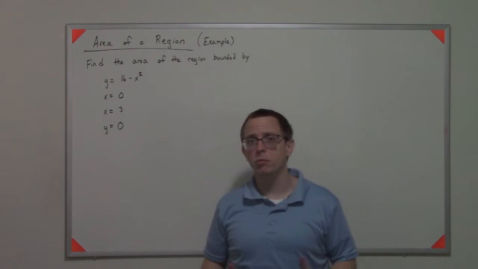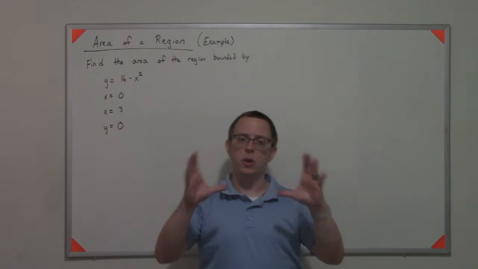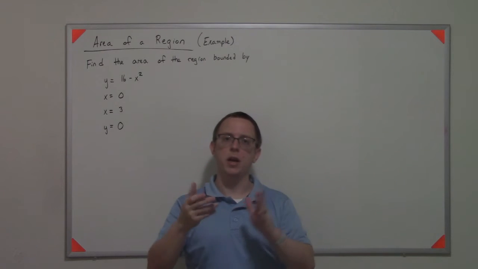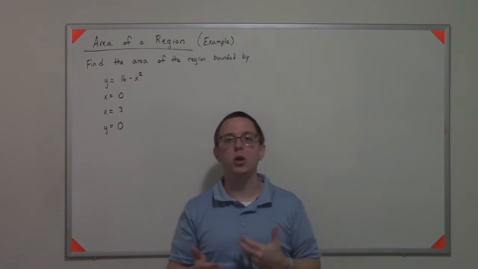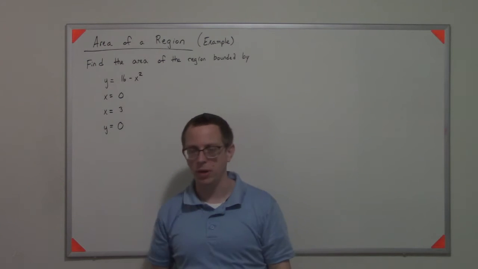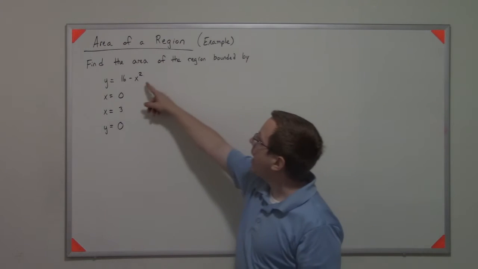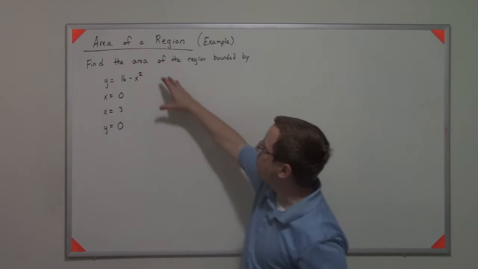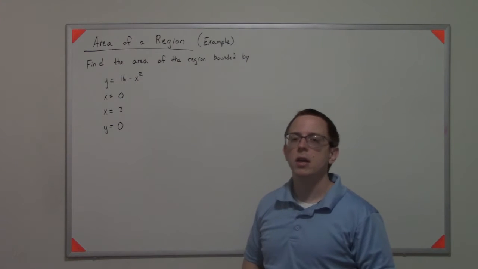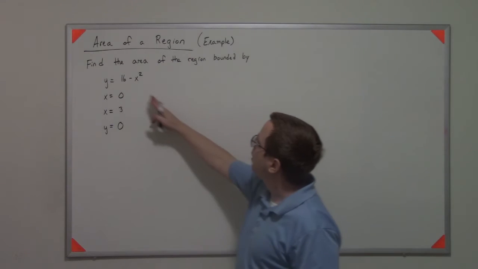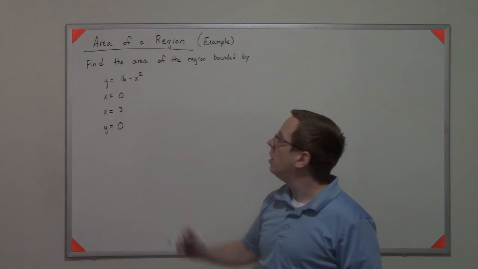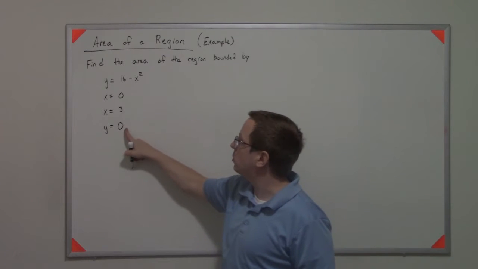Given bounds for some functions, we can create a kind of bounding box for an area, and then we can use calculus to determine the area of the region that we just bounded. So we have these constraints. We know that y is 16 minus x squared, x is 0, x equals 3, and y equals 0.